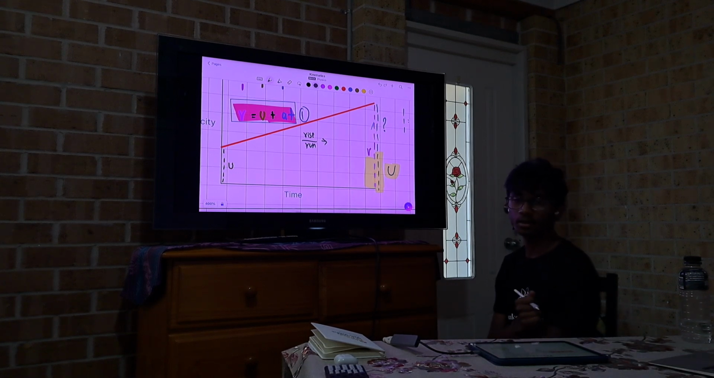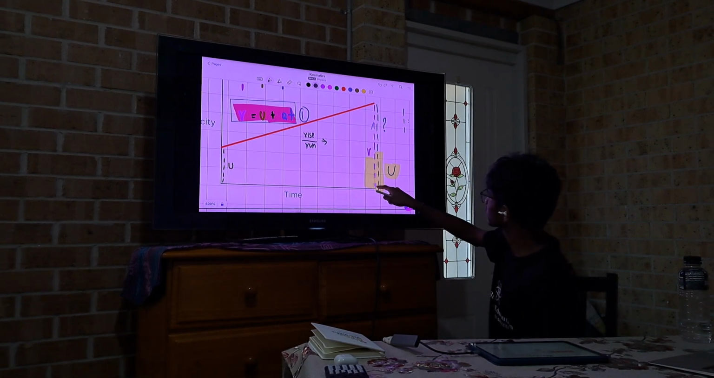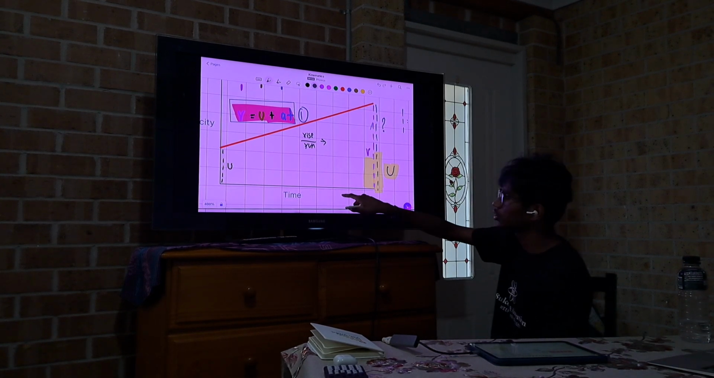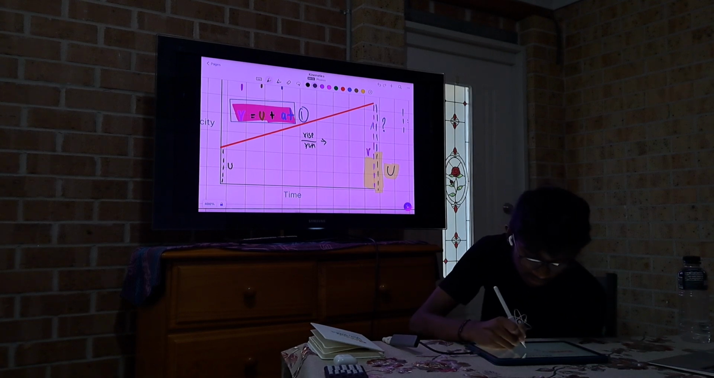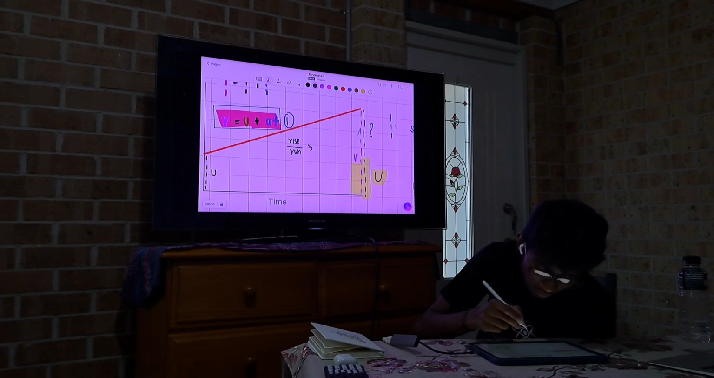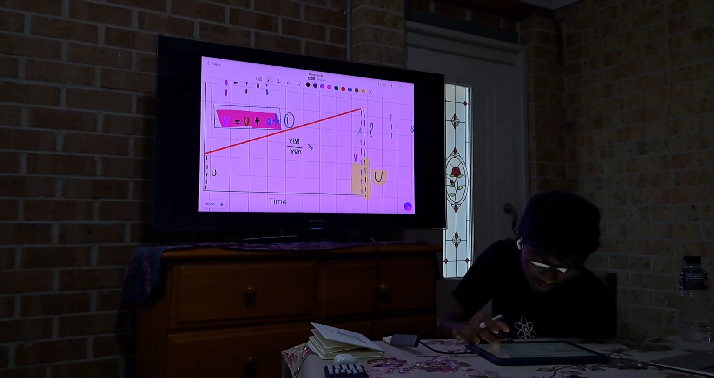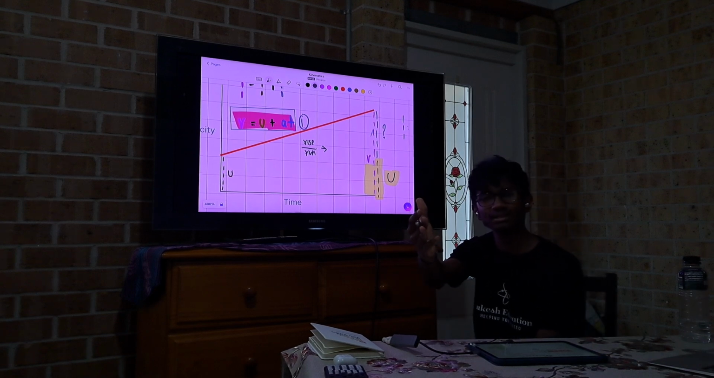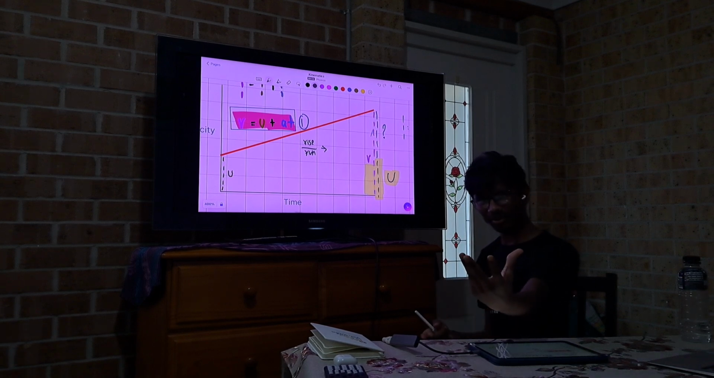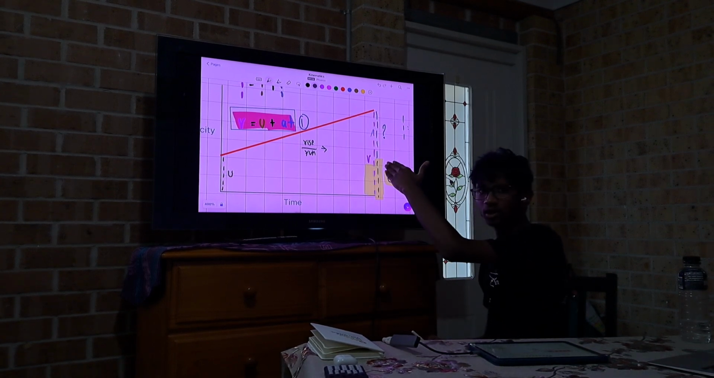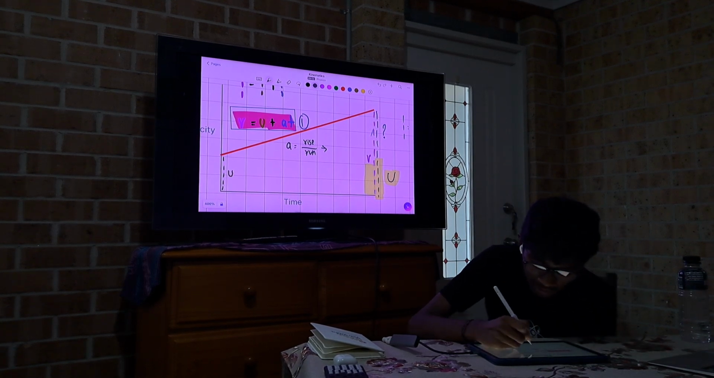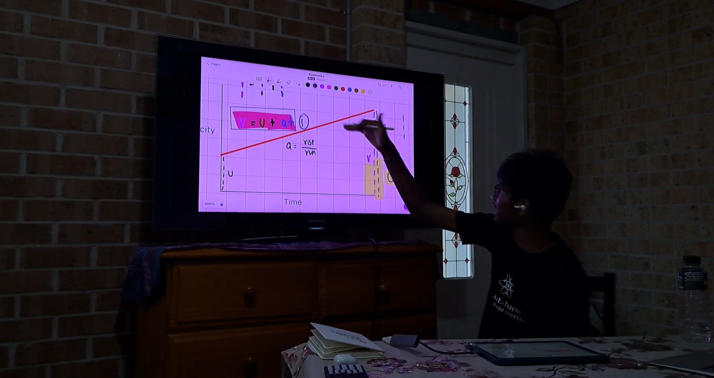What's the rise over run here? Well, the rise is v and the run is the time. What is the slope in a velocity time graph? Remember from our previous video that the slope of a velocity time graph is the acceleration. So the acceleration is equal to rise over run.